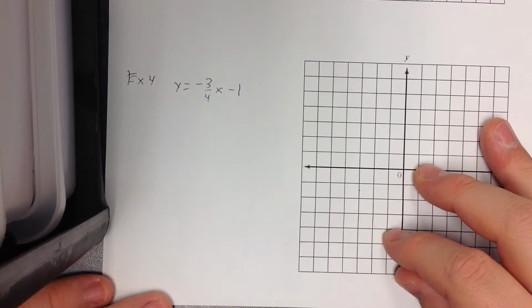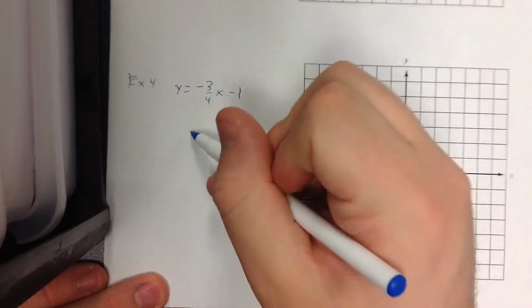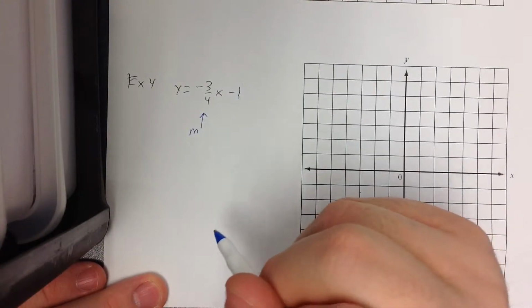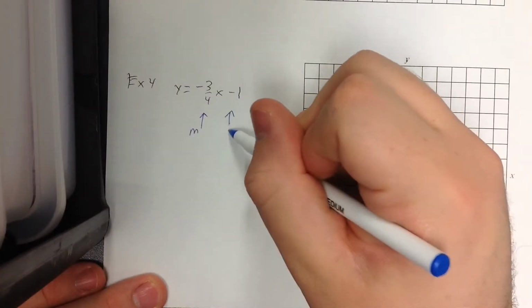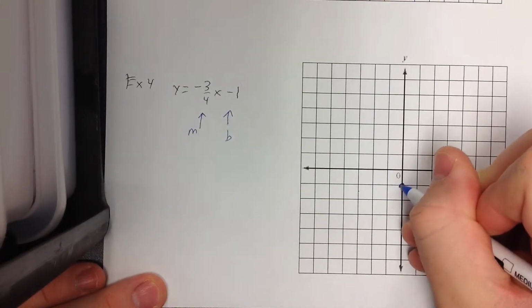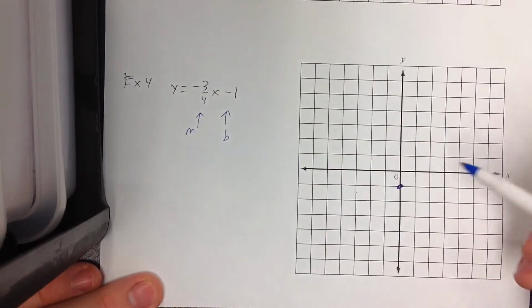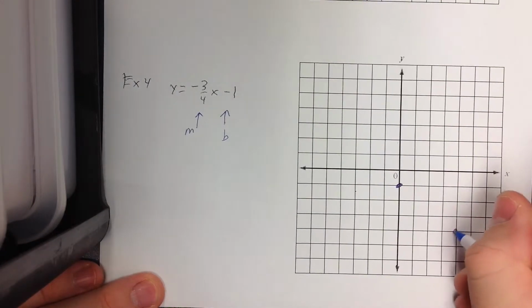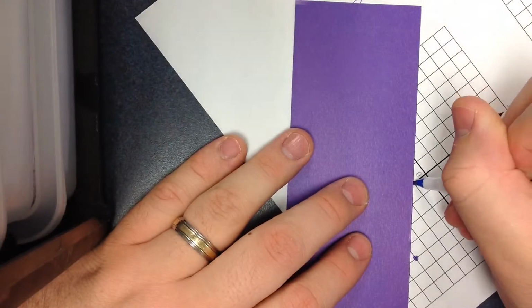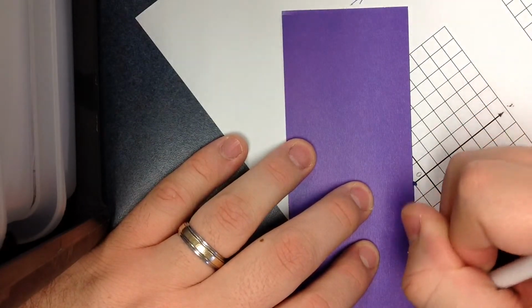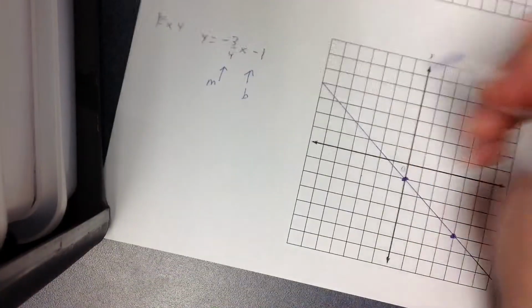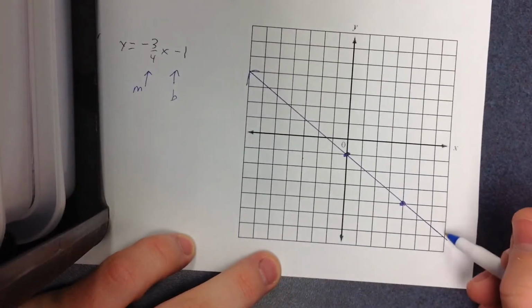Okay, here y equals negative 3/4 x minus 1. Again, it's in slope-intercept form. So m is negative 3 over 4. B is negative 1. So I start at negative 1 on the y-axis. Since it's negative 3 over 4, I go down 3 to the right 4 to get my other point. And then I connect that to get the graph.